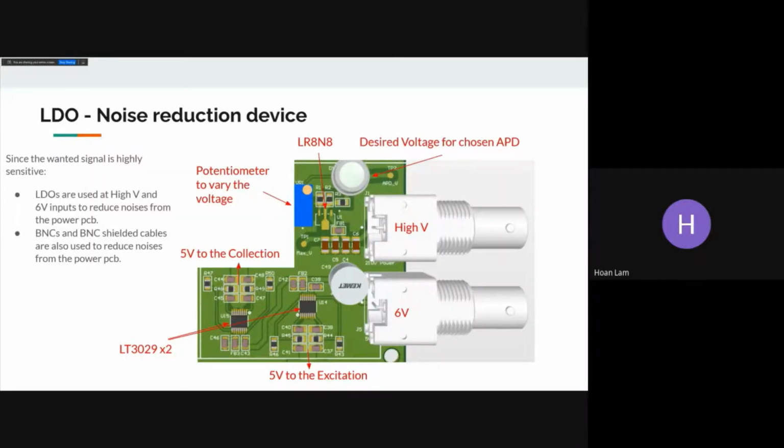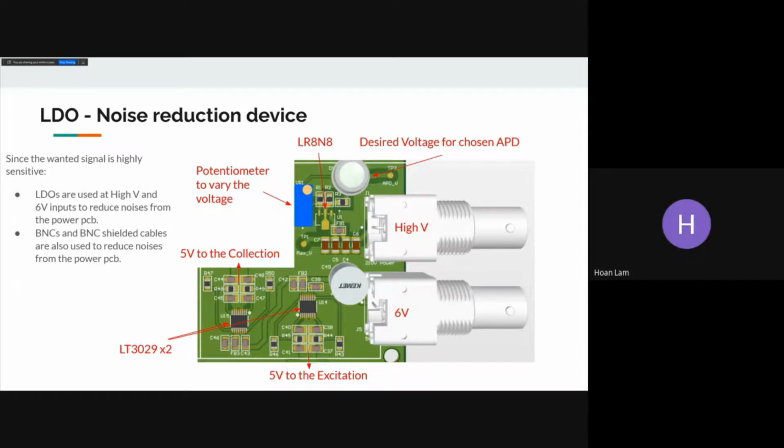On the receiving end, on the main board, we have the LDO, which is a noise reduction device. Since the signal is highly sensitive, LDOs are used at the high V and the 6V inputs to reduce noises from the power PCB, which is the previous stage. So the BNCs and the BNC shielded cables are also used to reduce the noises from the power PCB.